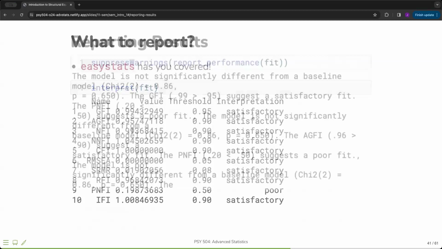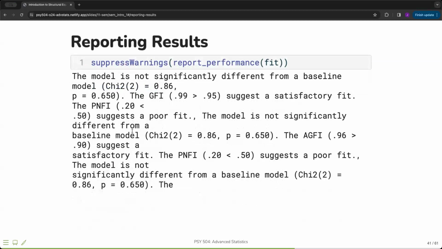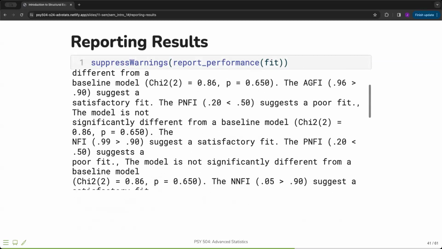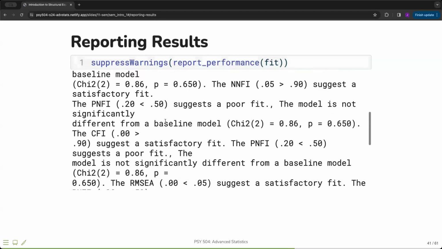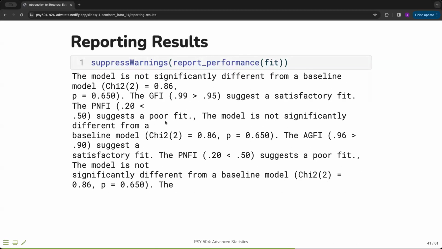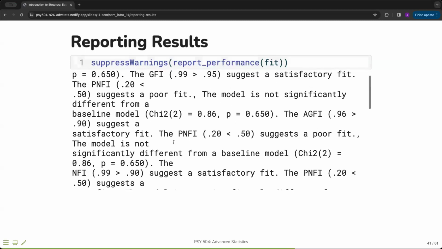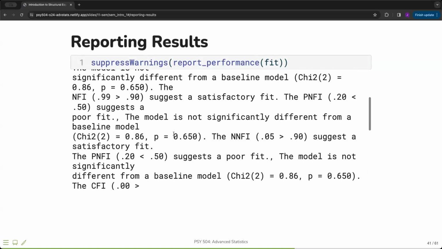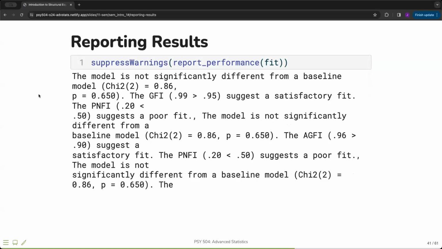And then we also have report performance. So we put in our lavaan model, and it's going to output some standardized text that we can then copy and paste into our paper. Obviously, it outputs all of these different fit indices. We would have to choose the ones that we want to report, right? So like the chi-square and the RMSEA and the TLI. So those are the things that we would kind of extract from this. So this helps a lot.